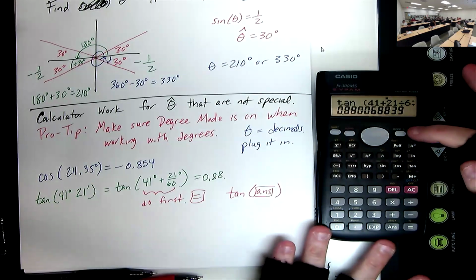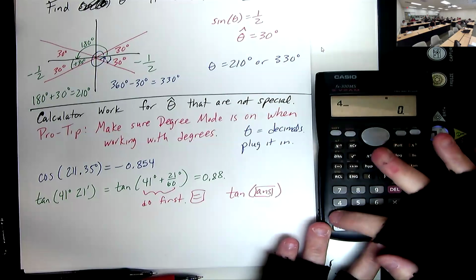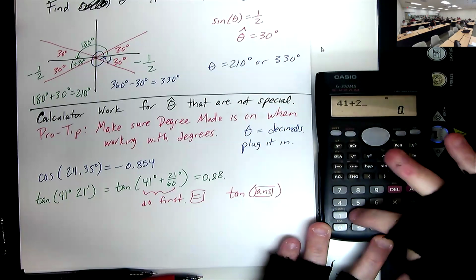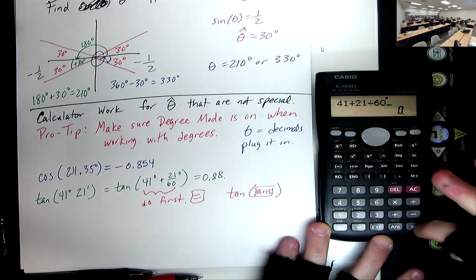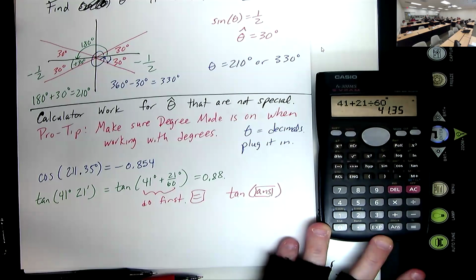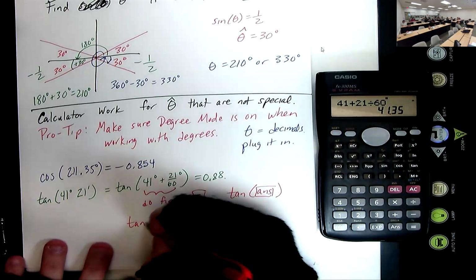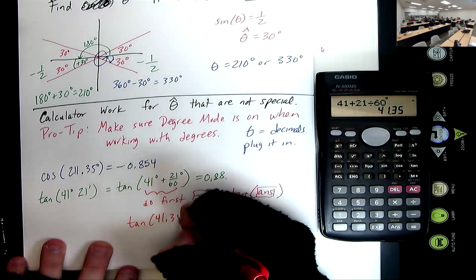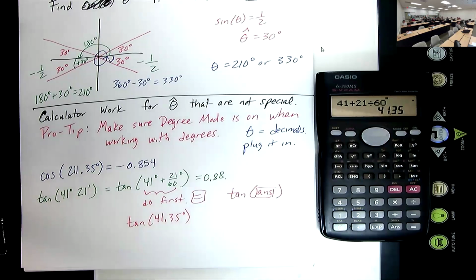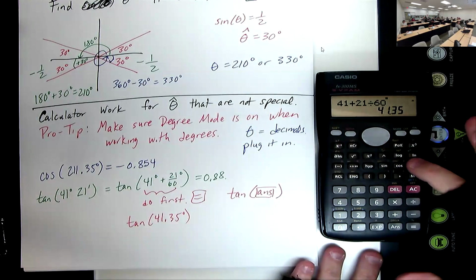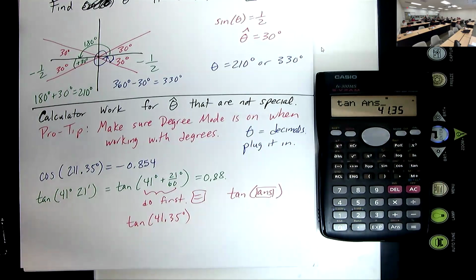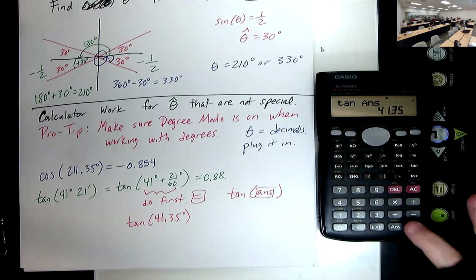Showing you with the answer version, I would do 41 plus 21 divided by 60. So I could write down maybe a substep here, tangent of 41.35. And then I can say tangent of answer. And I'll get that same 0.88.